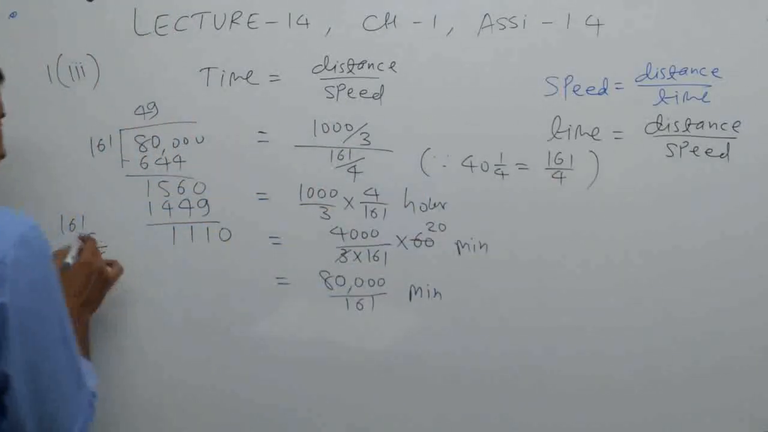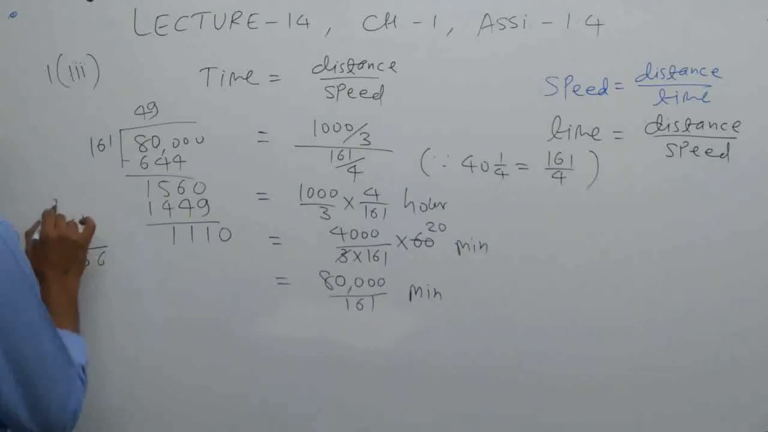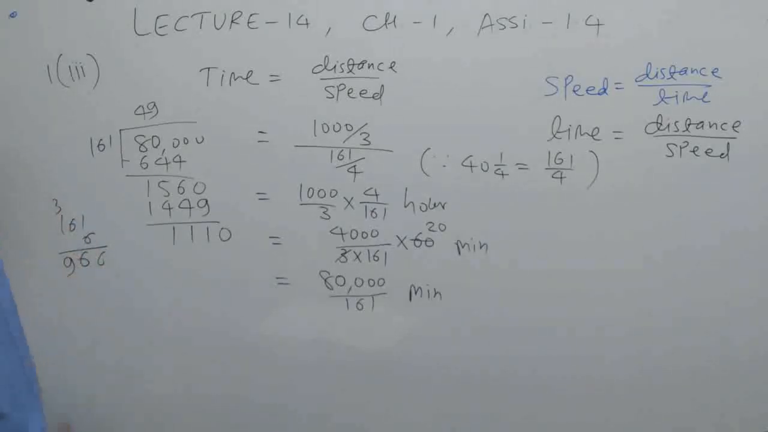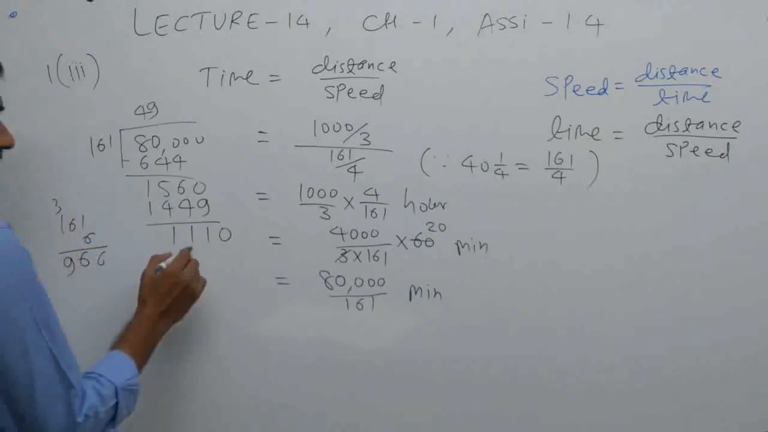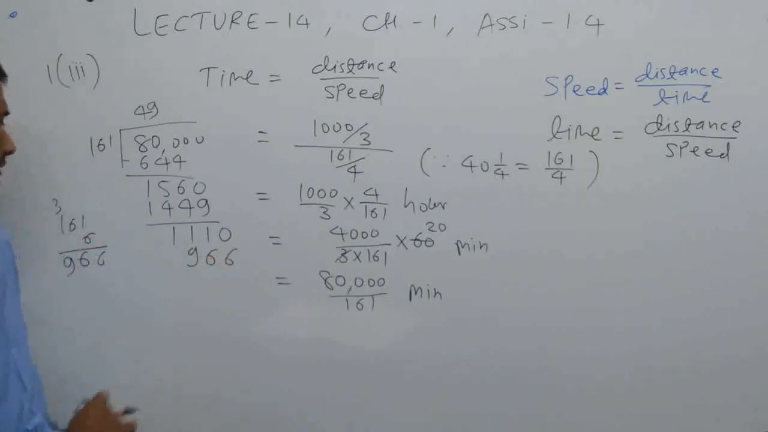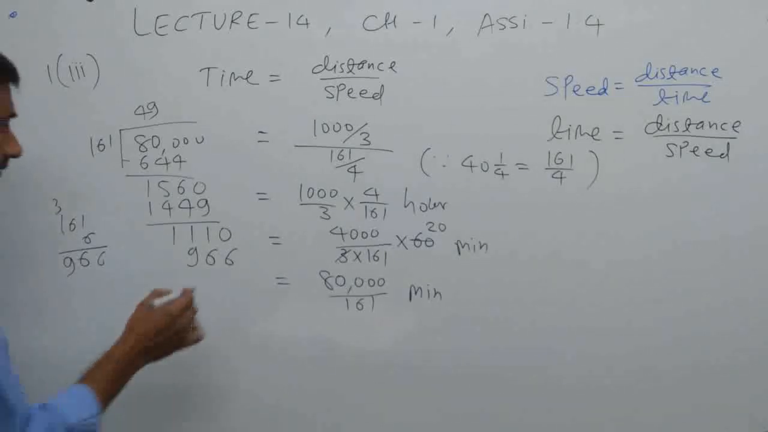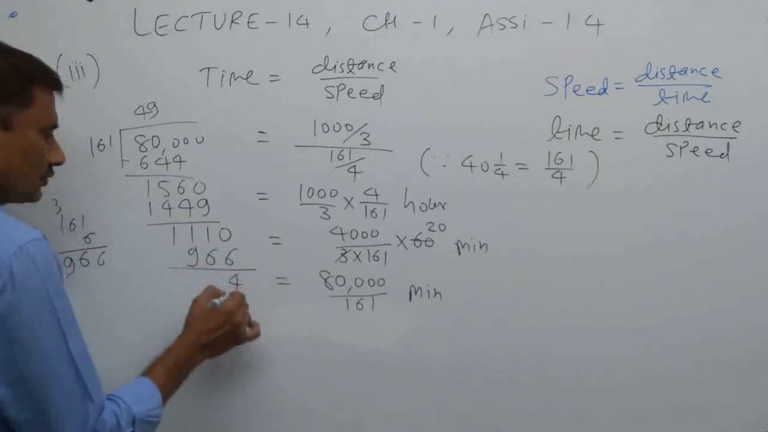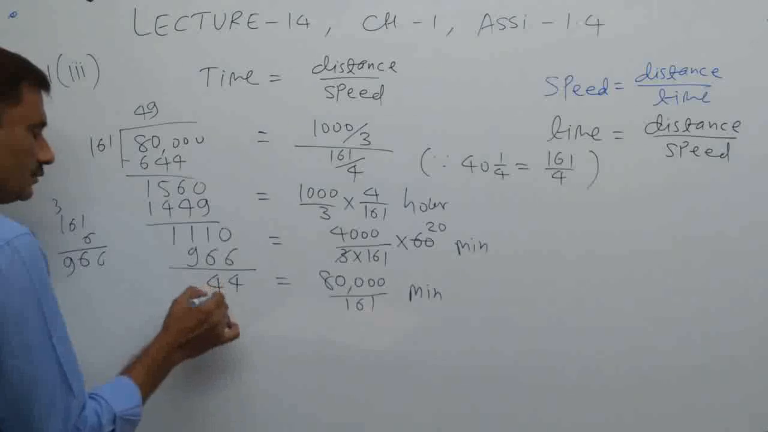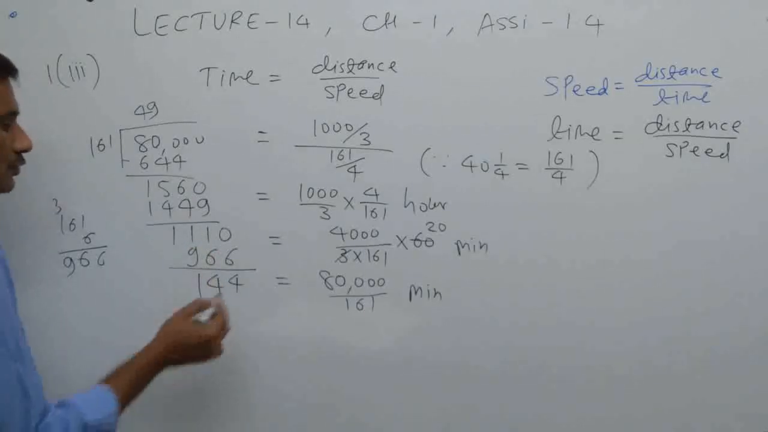So 6 1s are 6, 6 6s are 36, 3, 6 1s are 6 plus 3, 9. Okay, again 6 1s are 6, 6 6s are 36, so it is right. So 966. Okay, 7s will be more than that. So 10 minus 6, 4. Here 0, 10 minus 6, 4, 10 minus 9, 1, 144.